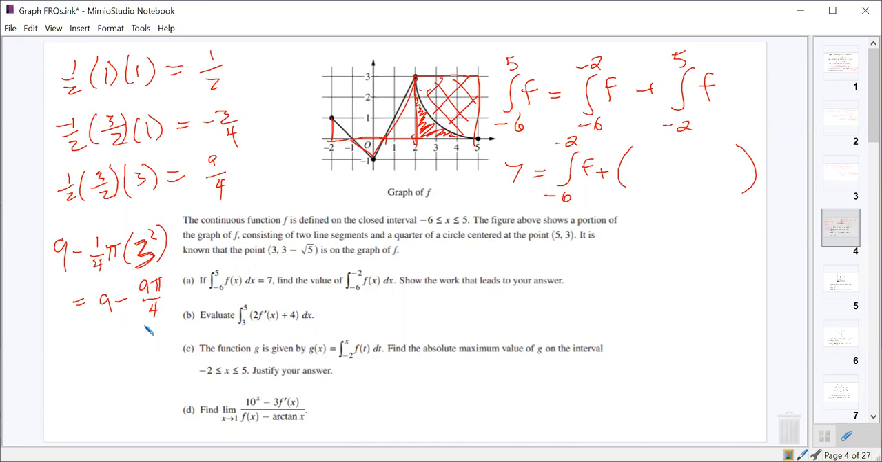Everybody good with that? So if we combine together all of those things, 1/2 minus 3/4, that's -1/4. Add 9/4 to that, that's 8/4. 8/4 is 2. So then we have 2 and 9 minus 9 pi over 4. So that'd be 11 minus 9 pi over 4. Everybody good with that? And we want to find -6 to -2, so we'll do 7 minus 11 minus 9 pi over 4, which will give us a positive 9 pi over 4. And then 7 minus 11 is -4.